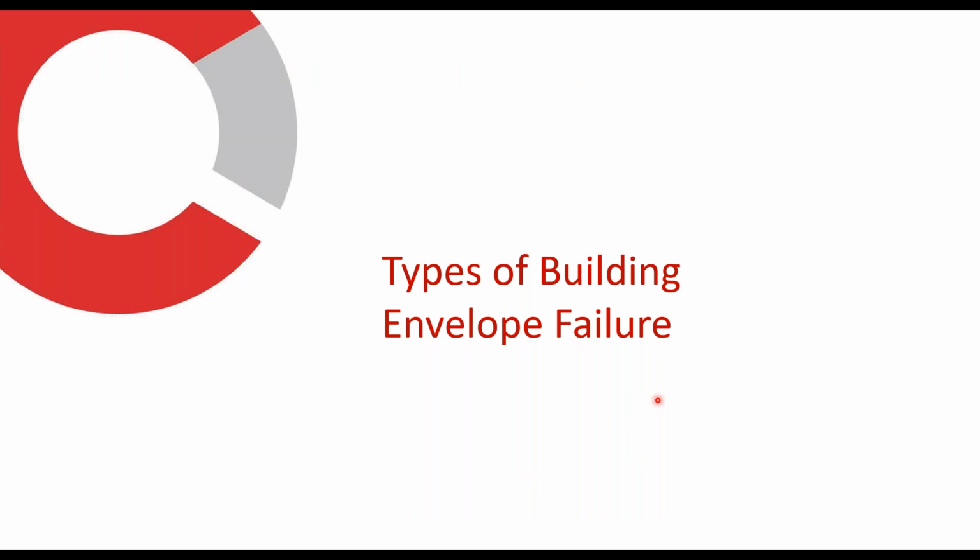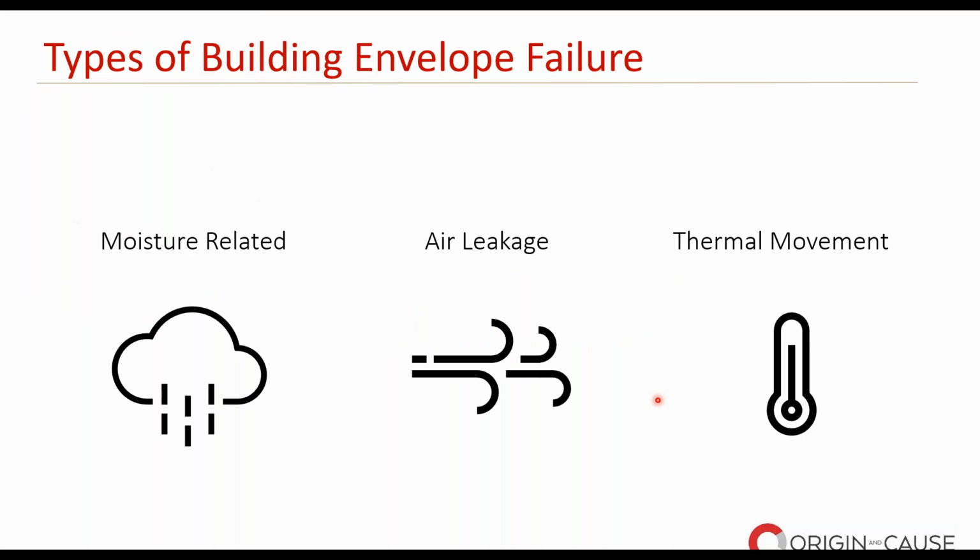Now let's see the types of building envelope failures. As we mentioned, the main functions of a building envelope are to protect the building from moisture effects, and to regulate air leakage and thermal movement. So any failure to deliver these functions is a failure of a building envelope. We can categorize the types of failure as moisture related, air leakage related, and thermal movement related failures.